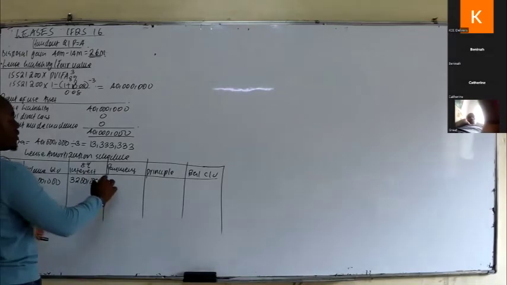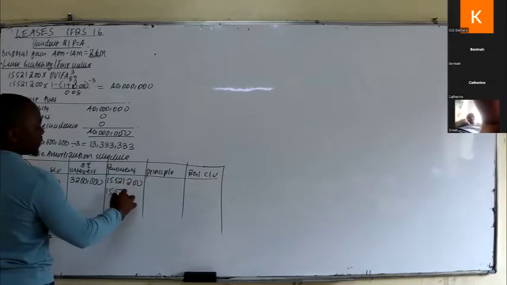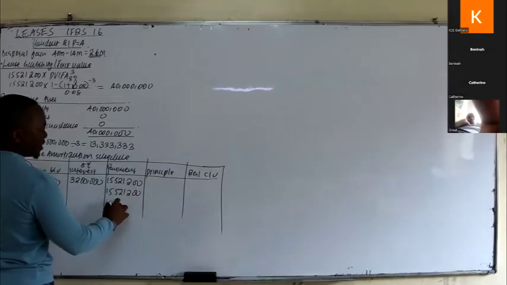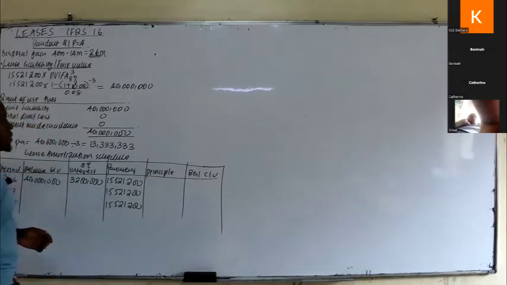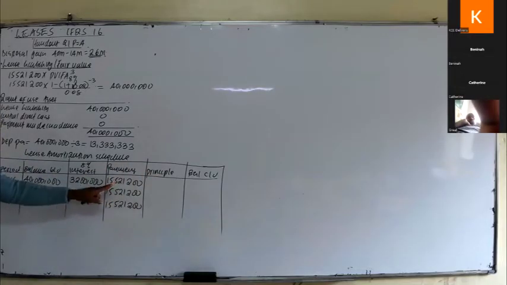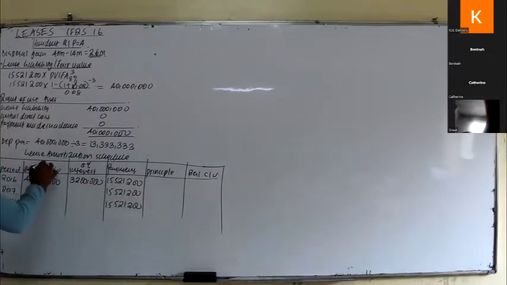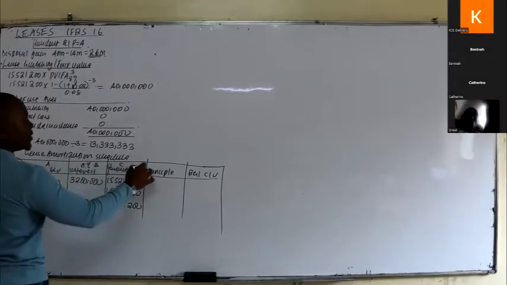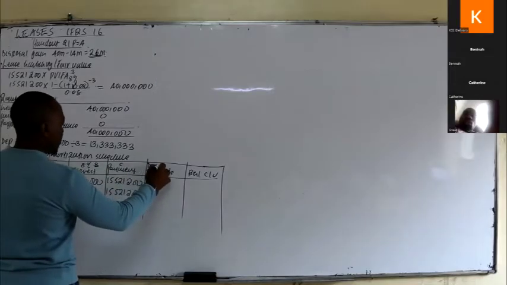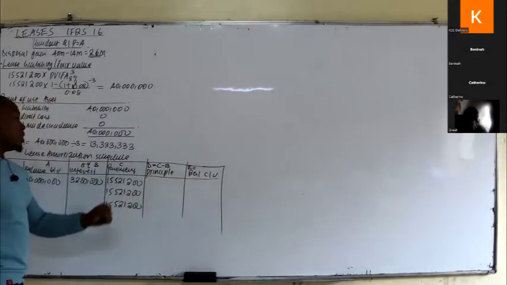So you agree that each year you'll be paying an amount of 15,521,200. It's an annuity. Then I've said that the payment comprises the interest and the principal. Now you paid 15,521,200, of which the interest was 3.2. So how much was the principal? To get the principal, you take the payments and minus the interest. So you can call it A, this one B, this one C, so D. To get D, you take C minus B. You can call it E. So to get E, what do you get?